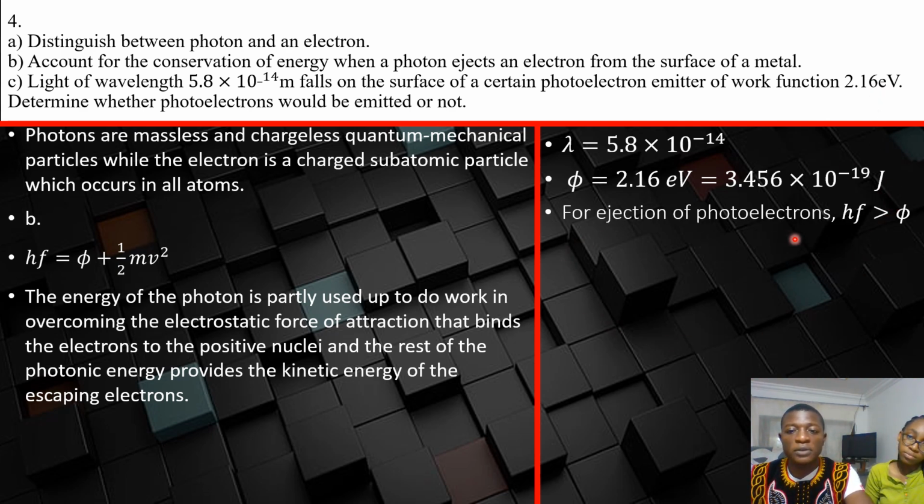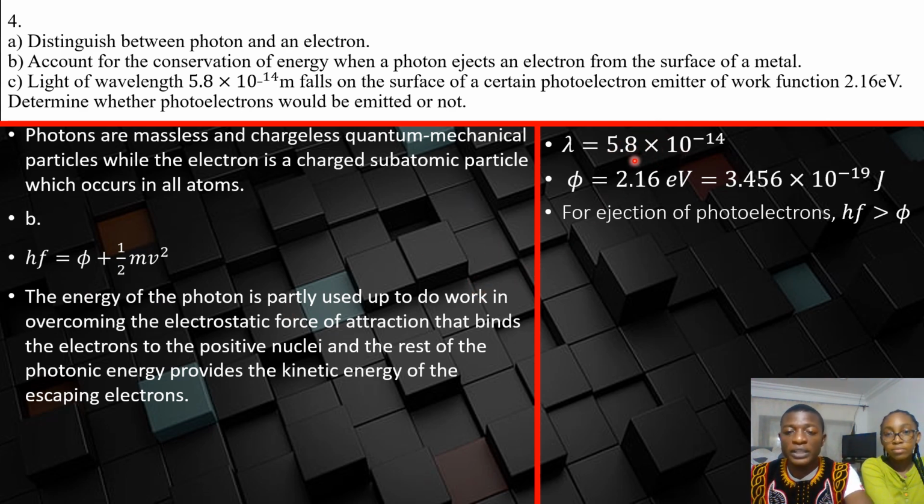So for ejection of photoelectrons, you want to make sure that the energy of the incident radiation is greater than the work function of the material. Okay, so this is the work function of the material they've given you here. So what you have to do is calculate the energy of the incident radiation. Now let's go ahead and do that.